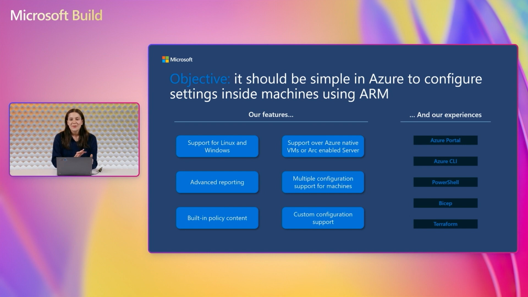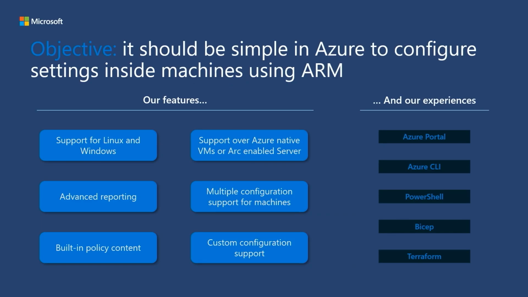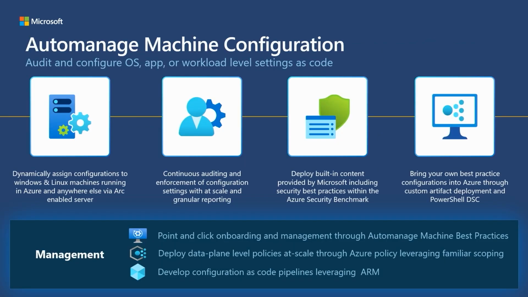So these features wouldn't be anything without the full list of our experiences. We provide first-class support within the Azure portal, CLI, PowerShell, Bicep, and Terraform. So we really want to make sure that we can meet you where you are in terms of your overall server management journey. So with all these features in mind, today we're going to be talking about Automanage machine configuration, which represents the first-class way to audit and configure OS, app, or workload level settings as code.